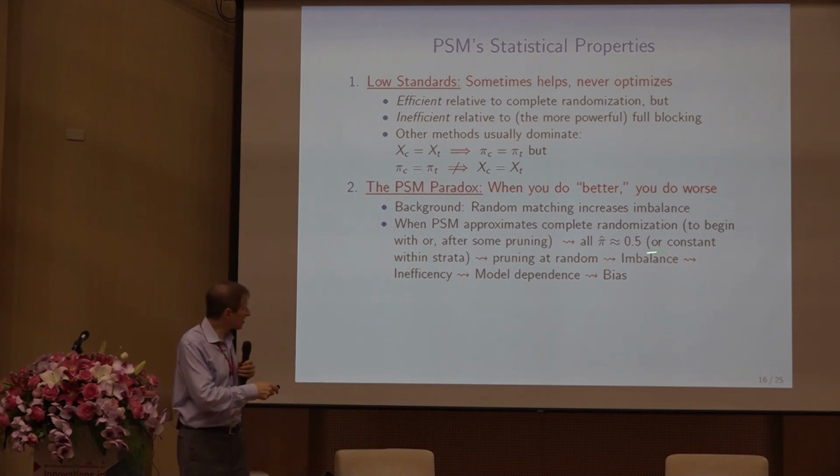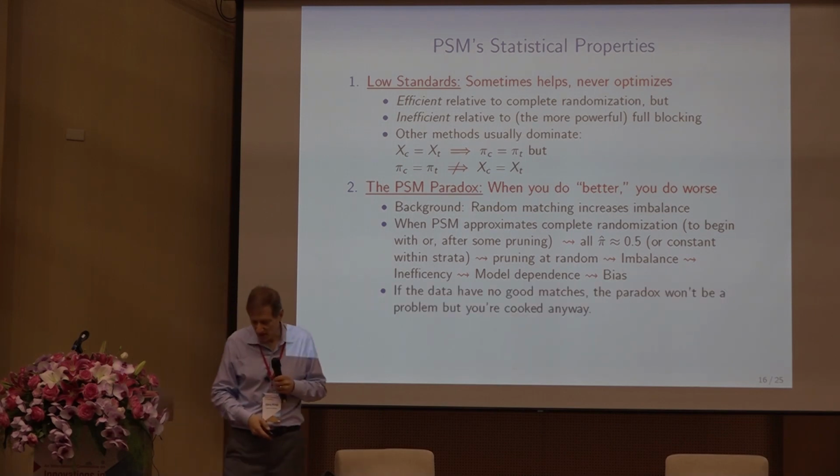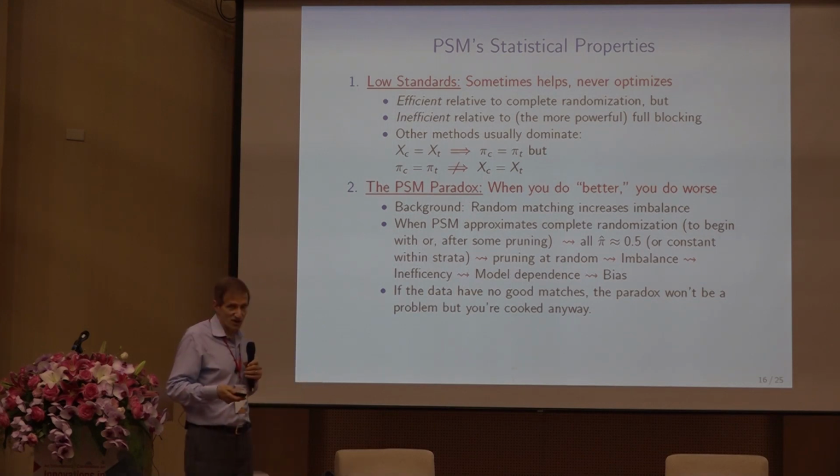So I'm making these strong claims here about what 100,000 scholarly articles have done, but let me show you an example. If the data have no good matches, the paradox won't be a problem, but you're really cooked anyway because there's no good matches in there.